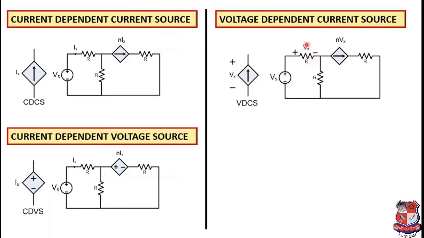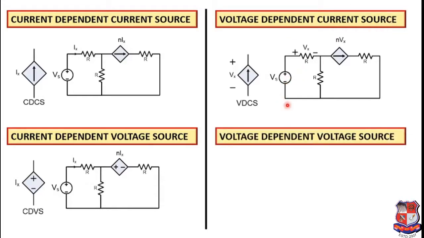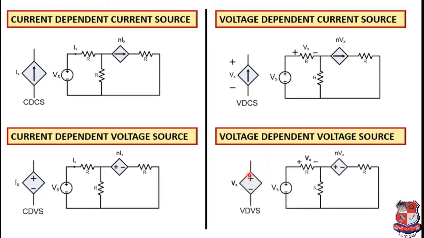So if the voltage changes, then the n times Vx value will change, and this will change the current flowing through this resistance. Which means that a change in voltage will cause a change in the current flowing in this resistance. That's why this can be said to be a voltage dependent current source. And the next is the voltage dependent voltage source. This is dependent on voltage, and the source itself is also voltage. So a change in voltage will change the voltage which is connected in series with the resistance.